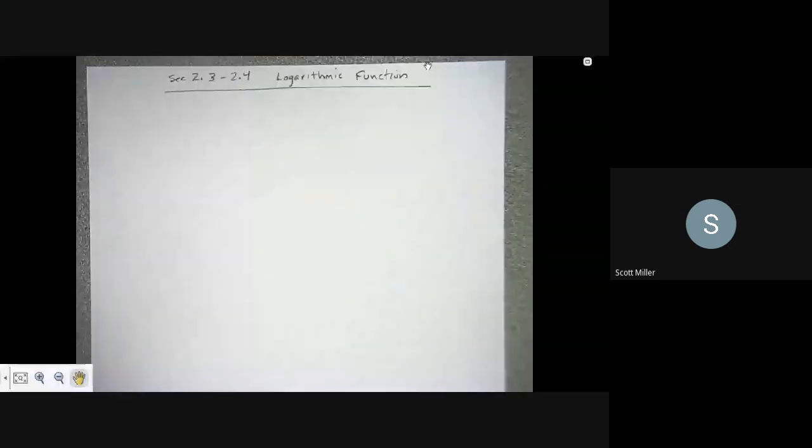All right, today I'm going to give you the notes for section 2.3 and 2.4. This is the defining and understanding parts of logarithmic functions. I'm going to give just the notes today, and then I will post another video that will have a bunch of examples. So the examples will come in a second video. This one is just the notes that we're going to use for logarithmic functions.